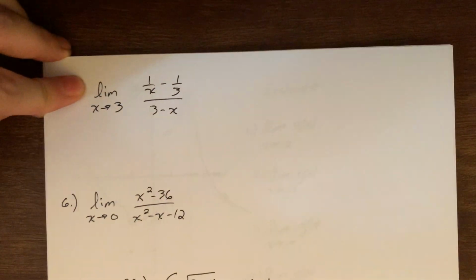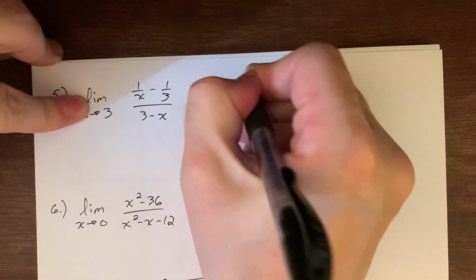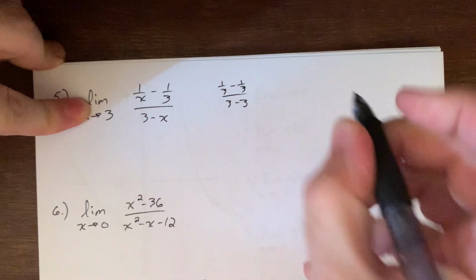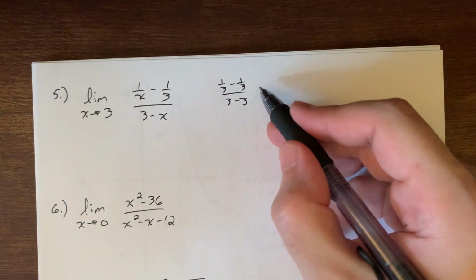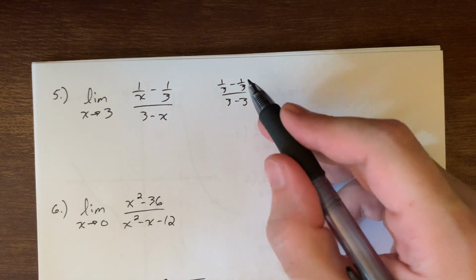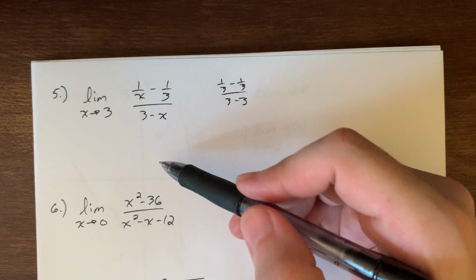Now I'm up here looking at number 5. I plug in 3: 1/3 minus 1/3 over 3 minus 3. Another 0 over 0. Again, lots of experience with 0 over 0. So another 0 over 0. Now we need to deal with the fractions.